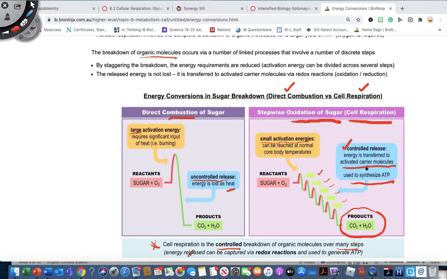So, to recap here, cellular respiration is a controlled breakdown of organic molecules over many steps, as you see here. That energy that is being released along those many steps gets captured via redox reactions, and then that energy gets transferred, not just captured, but also transferred via carrier molecules to generate ATP for your body to do work, to be able to sit here and listen to me talk.